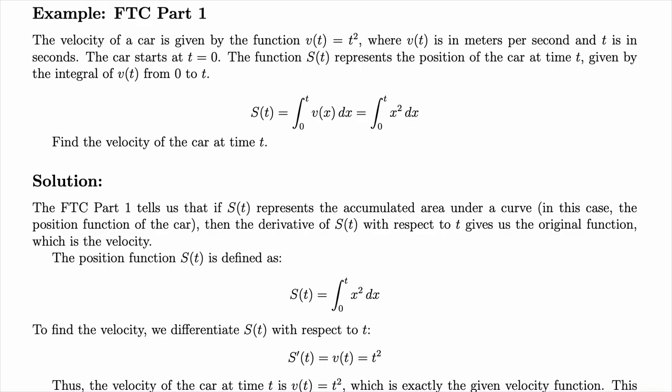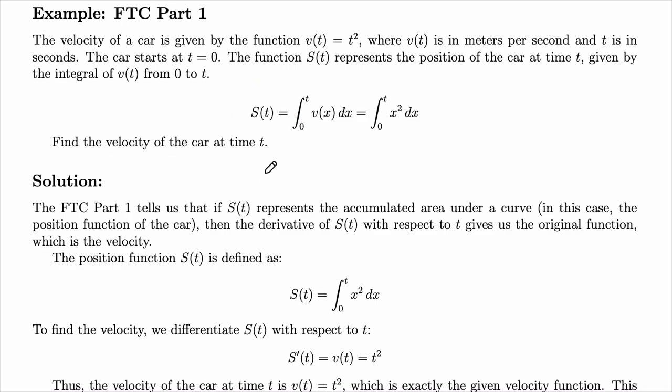The function s of t represents the position of the car at time t, and that's given by the integral of v of t from 0 to t. So you can see that is all written out here. Now, our goal is to find the velocity of the car at time t. So again, remember we're given the position s of t, and we need to find the velocity.